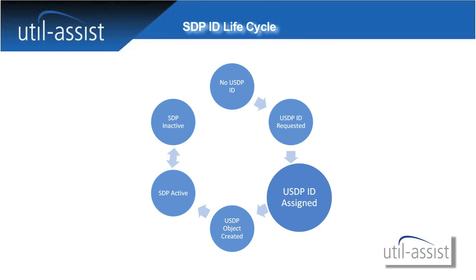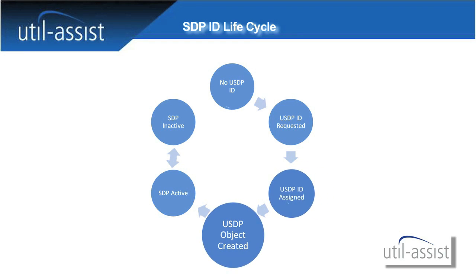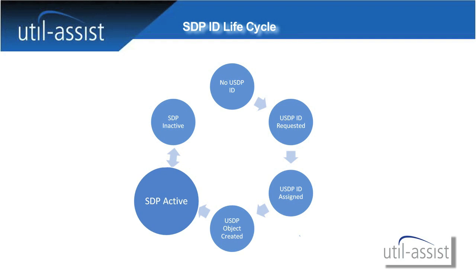USDP assigned. The SDP is unknown to the MDMR, but there are no attributes associated with the SDP. SDP object created. The SDP is known by the MDMR, and a minimum set of attributes have been defined through synchronization. SDP active. Attributes that are required for the SDP to accept meter reads and produce billing quantities have been defined through synchronization. These attributes are in addition to the minimum attributes required for the previous stage.